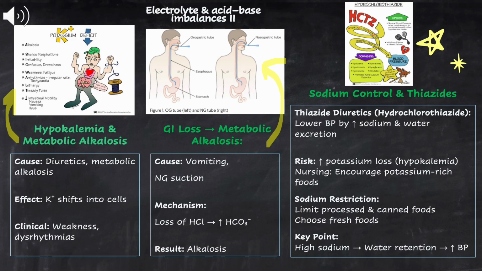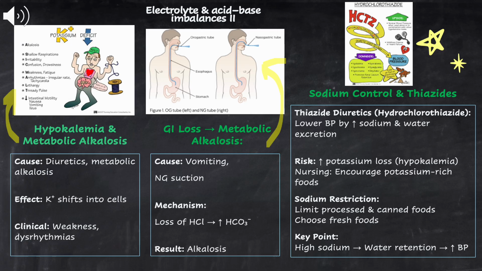Next, gastrointestinal loss leading to metabolic alkalosis. Vomiting and NG suction cause loss of hydrochloric acid from the stomach. This hydrogen ion loss increases bicarbonate levels, resulting in metabolic alkalosis. Now, sodium control and thiazide diuretics.